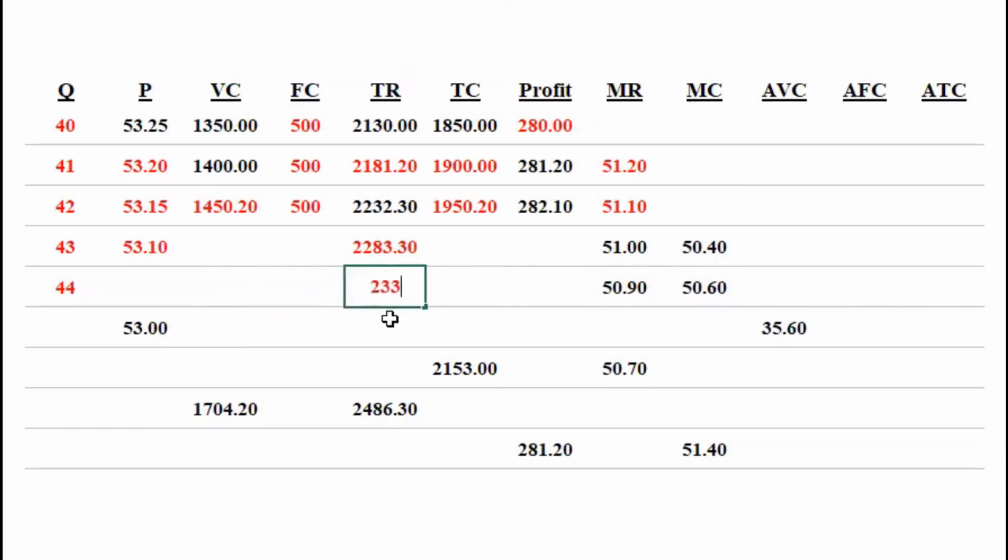So 2,334.20, and therefore that is our total revenue for 44 units. Now to find the price, we're going to do total revenue divided by quantity. So 2,334.20 divided by 44 units gives us 53.05. $53.05, and now we have our fourth and fifth rows. We have total revenue, and we also have price, and we also have quantity.